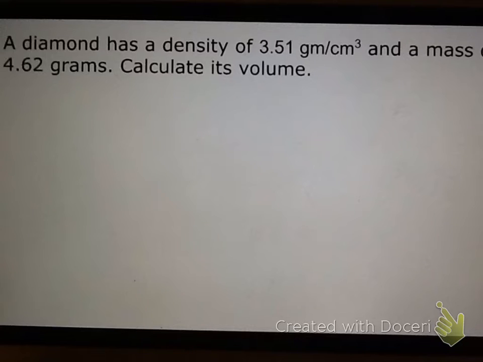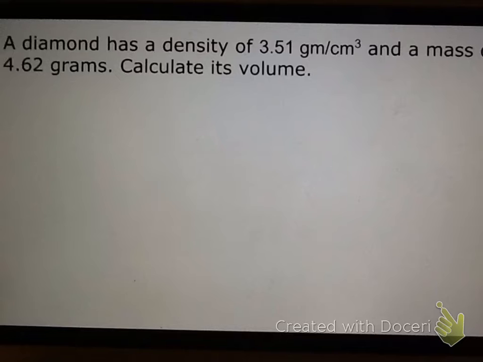Welcome to our video lesson on density, and in this video we're going to use the density of a substance to calculate either its mass or its volume. So last class you started looking at how to calculate the density, and when you were calculating the density I asked you to write down 3 things every single time.